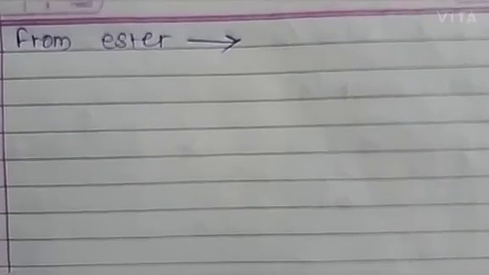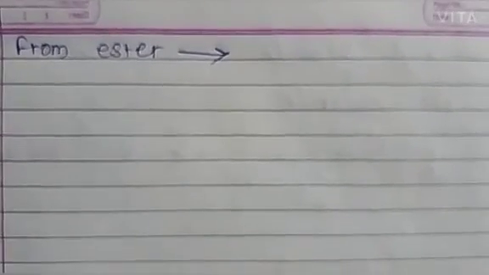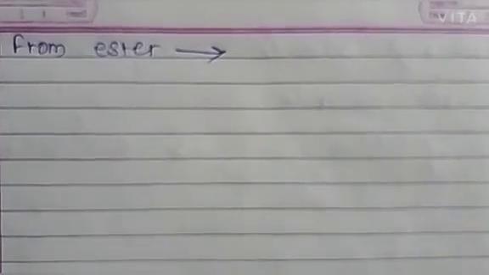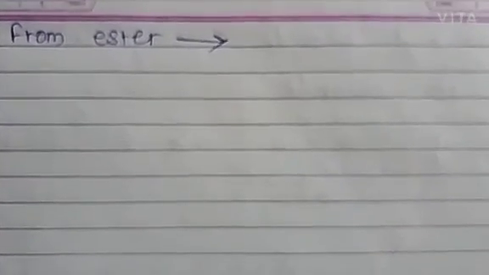Now the third preparation reaction of carboxylic acid is from ester. From ester also we can prepare the carboxylic acid. And there is also the same common thing: by hydrolysis we can prepare the carboxylic acid from ester. But here two types of hydrolysis are given. One is the acid hydrolysis and another one is the alkaline hydrolysis. First of all, we will see acid hydrolysis.